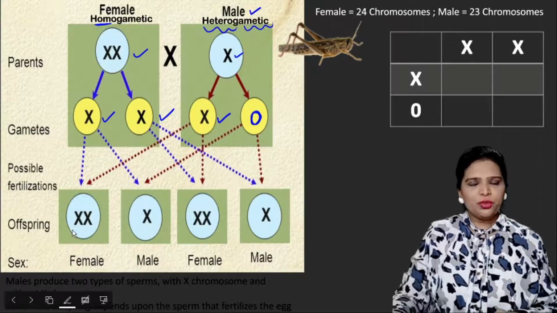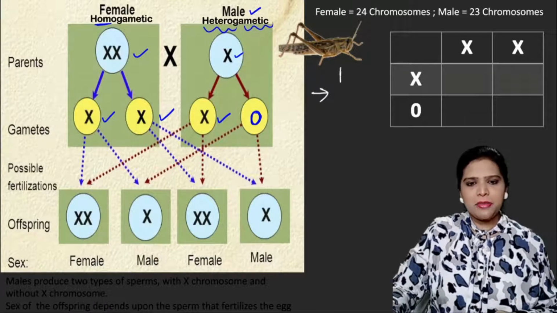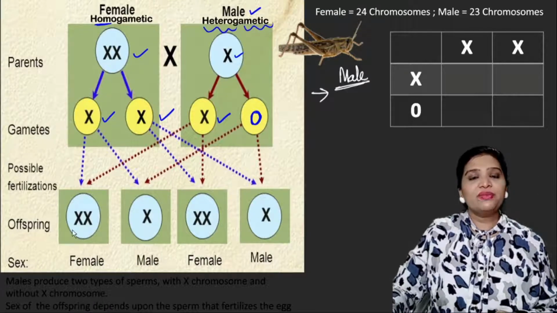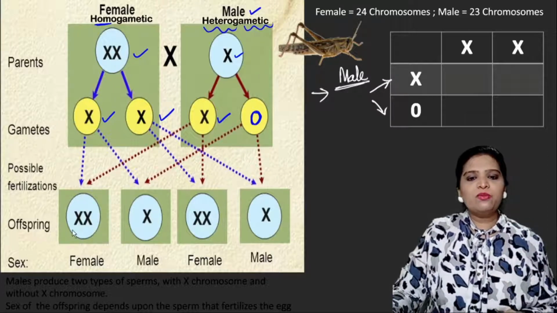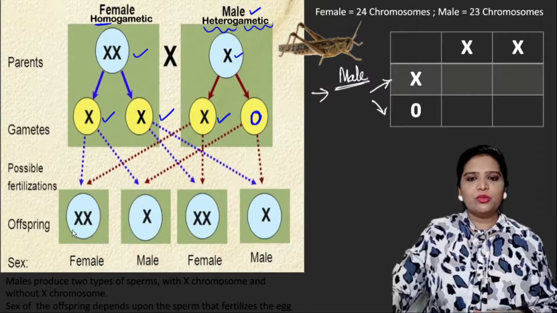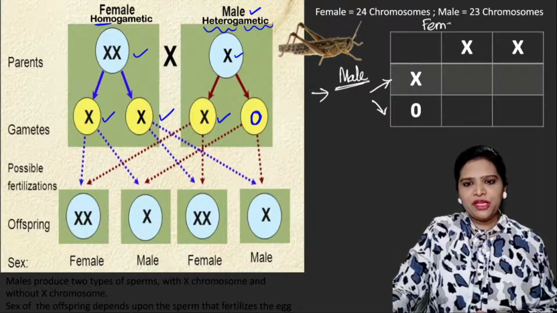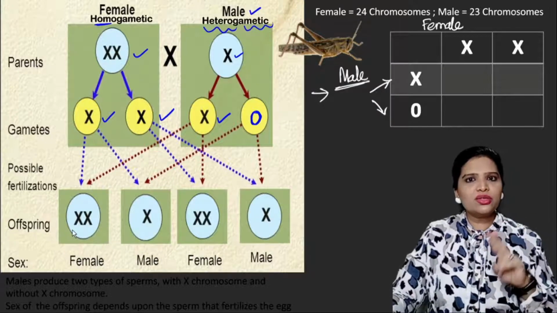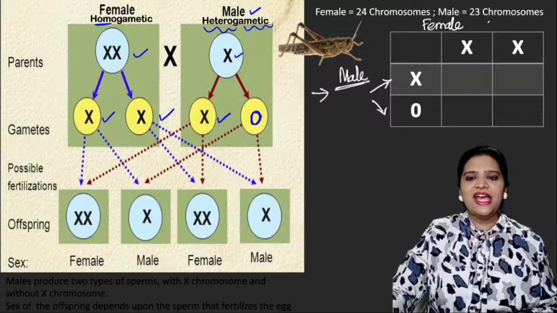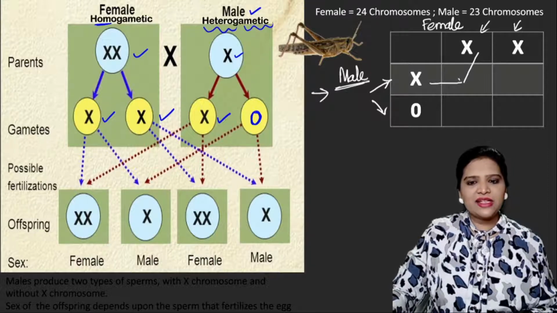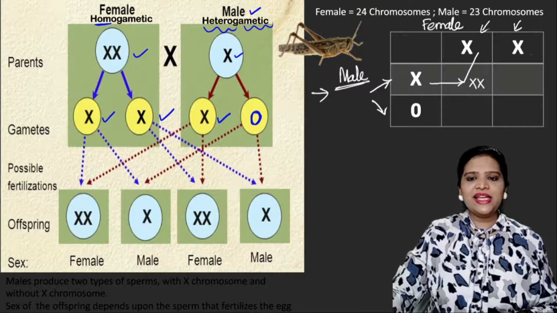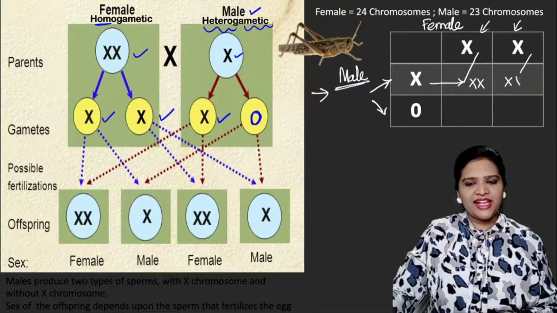So let us put a Punnett square for this. This is the male insect with two types of gametes, some with X chromosome and some with no chromosome, that means 0 chromosomes. Okay, and this is the female insect with two types of gametes, both have the X chromosome. So when the ovum carrying the X chromosome unites with the sperm with the X chromosome, then the offspring will have XX. Similarly, here also the offspring will have XX.